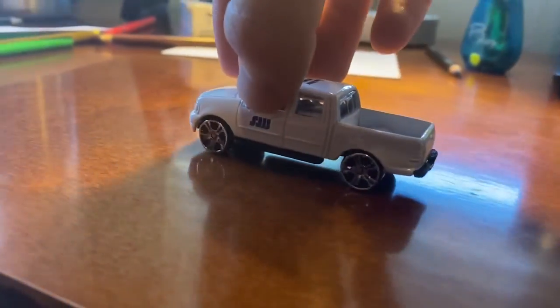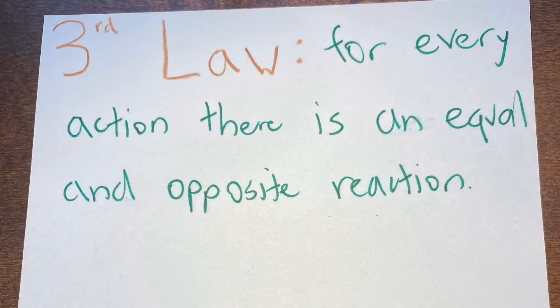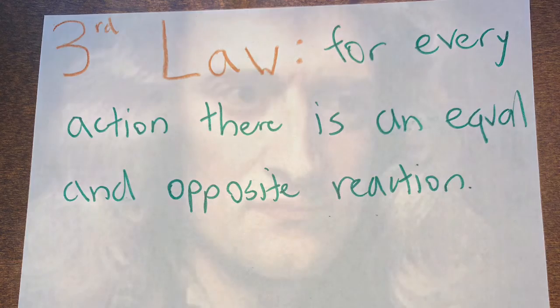As mentioned earlier, for every action, there is an equal and opposite reaction. The reaction is equal in size and opposite in direction. The size of the force on the road equals the size of the force on the wheels of the car. The direction of the force on the road is opposite the direction of the force on the wheels.